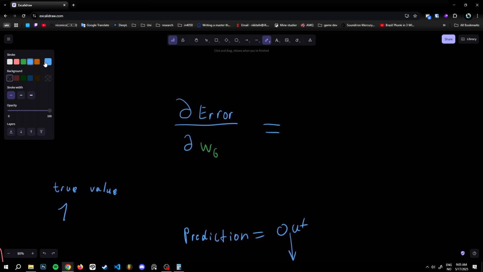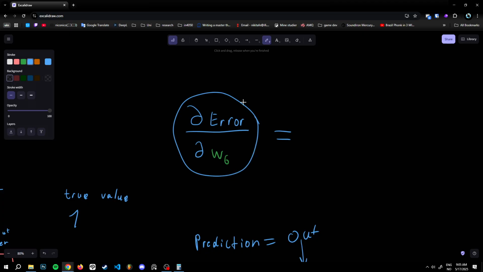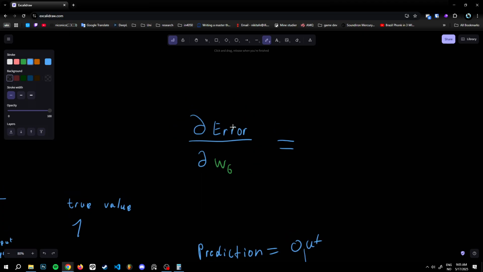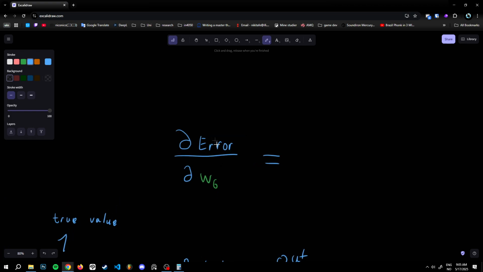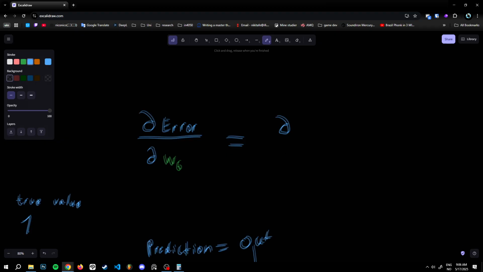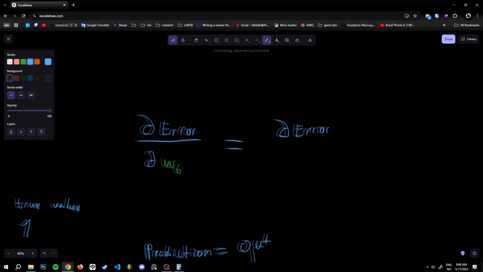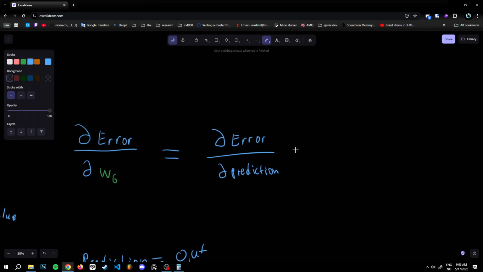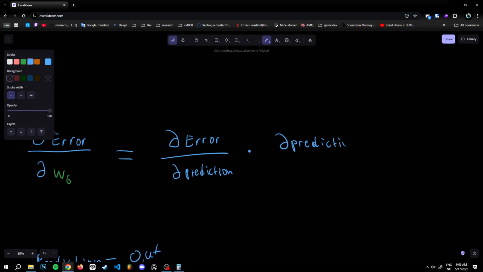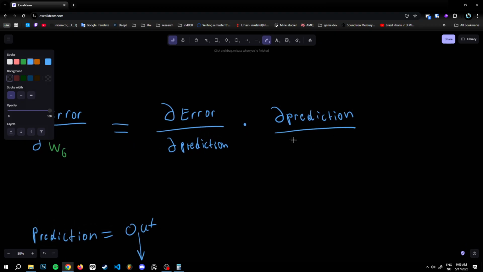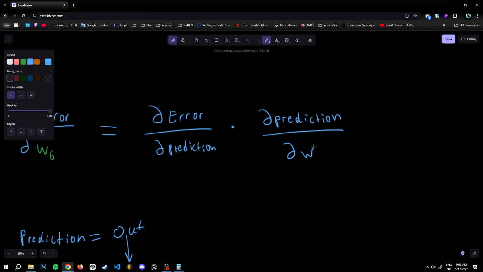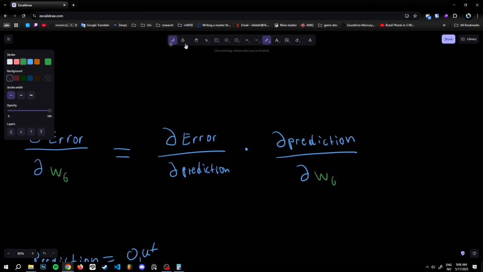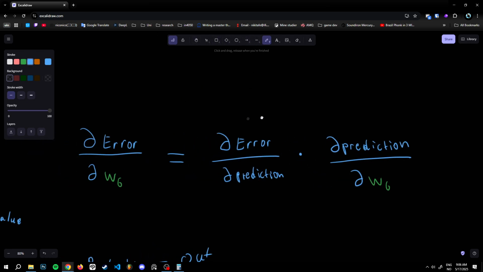And by understanding this way of writing it, we can see that, to understand how much the weight changes the error, we also need to understand how much the error changes the prediction, multiplied by the change in prediction given delta weight 6. Okay, so we're going to go through this because there's a lot to unpack here.